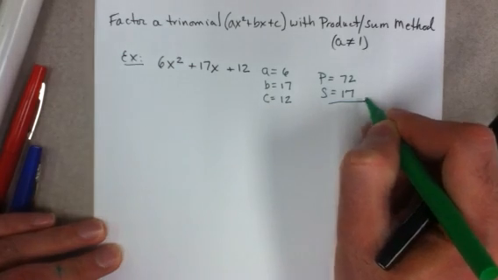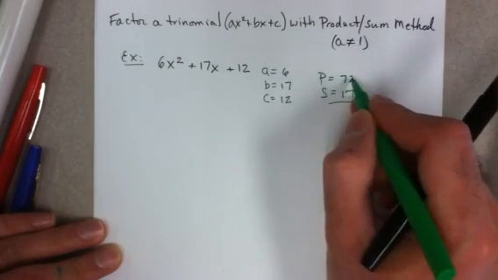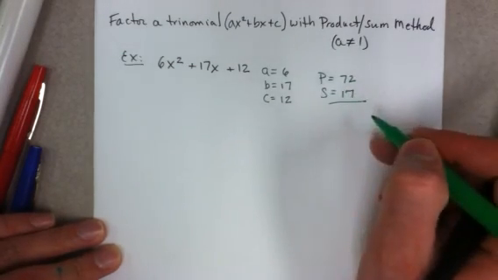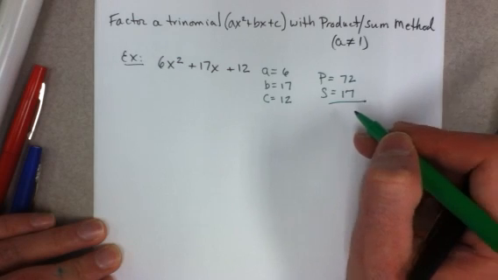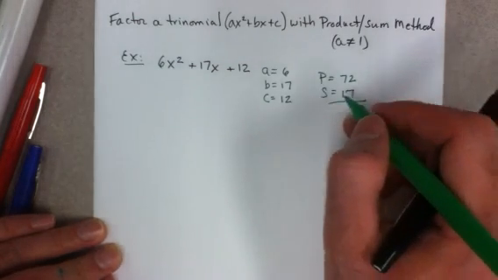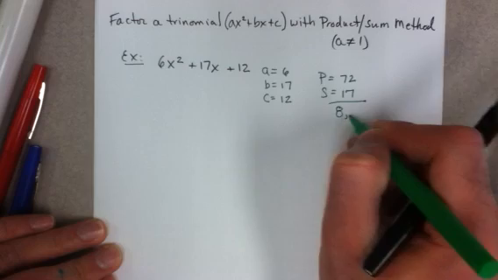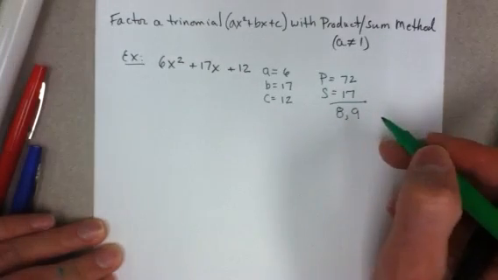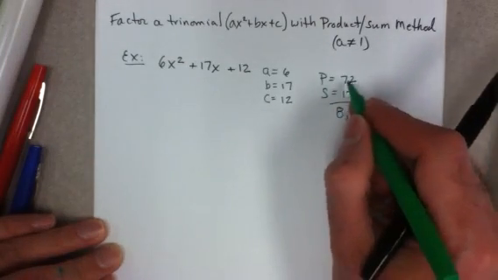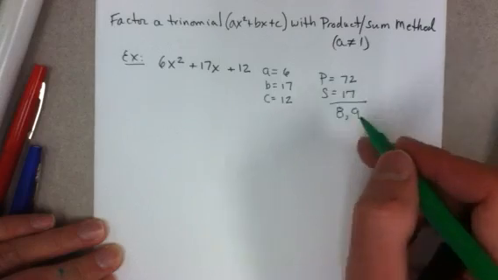And now we play a little game where we try to find two numbers whose product is 72 and whose sum is 17. And so thinking about this may take a little while depending on the numbers, but I think 8 and 9 are numbers that will work. 8 times 9 is 72, and 8 plus 9 is 17.